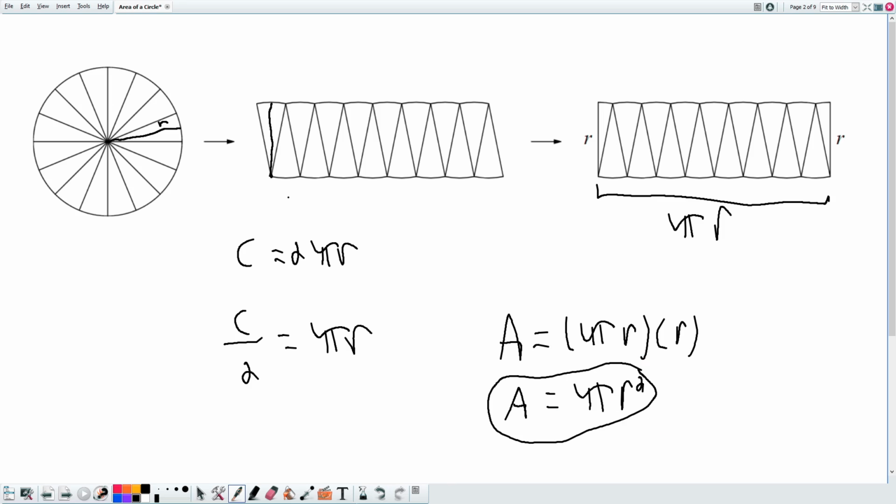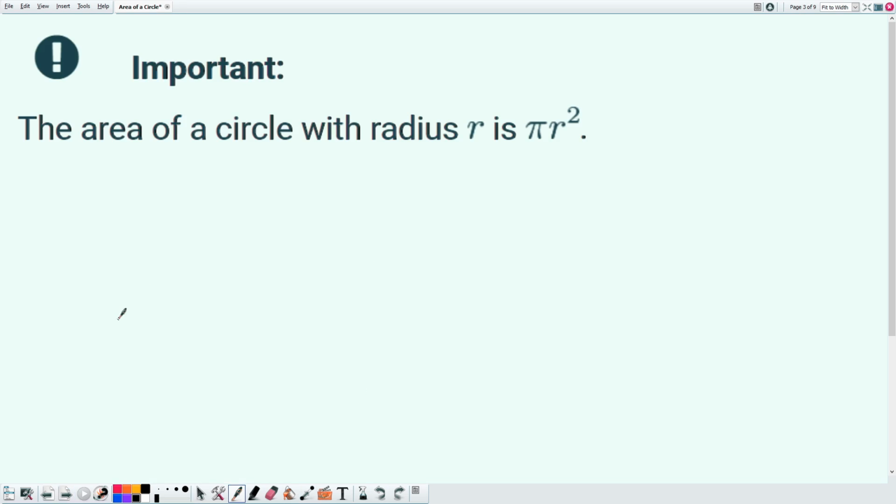Now this is just developing some intuition. It's not a concrete proof. You can't really prove it until you get to calculus, but we are going to accept that the area of a circle is pi r squared, and we're going to use this formula to approach a number of problems.